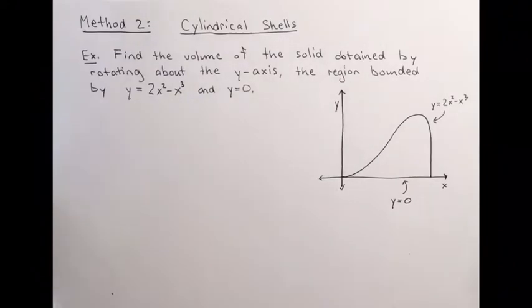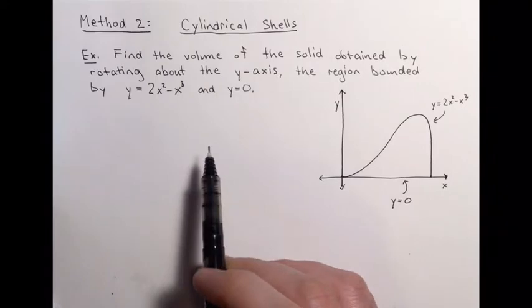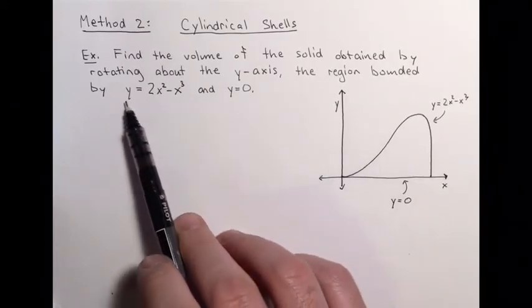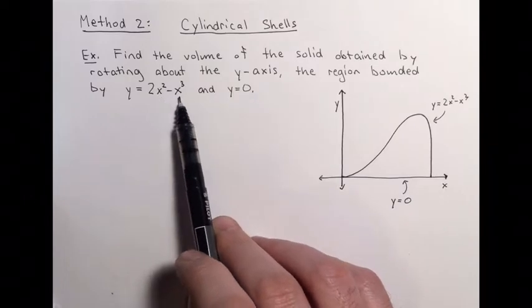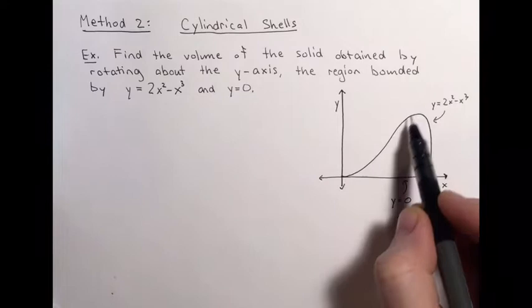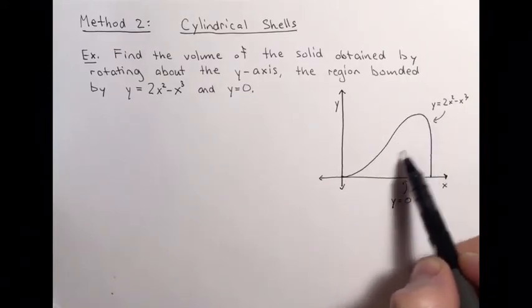Okay, so this time we're going to be looking at another volume of revolution, except this time we will be using cylindrical shells. And you'll see why we need to use cylindrical shells in a moment. So this time we're taking the curve y equals 2x squared minus x to the 3, and we're looking at the region bounded by that curve and the curve y equals 0. So that's this region right here.